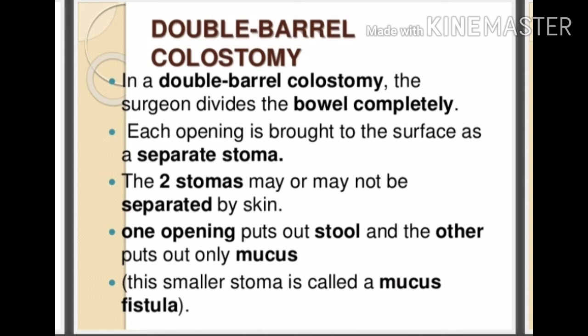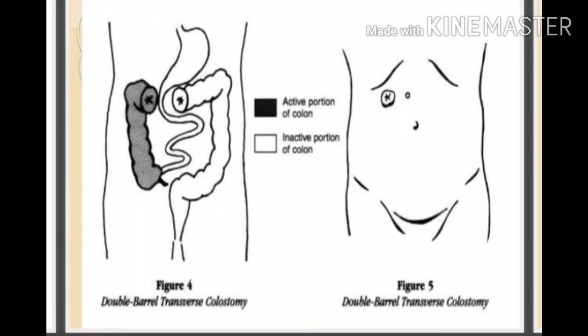In a double barrel colostomy, the surgeon divides the bowel completely. Each opening is brought to the surface as a separate stoma. The two stomas may or may not be separated by skin. One opening puts out stool and the other puts out only mucosa. The smaller stoma is called a mucus fistula. As you can see in the picture, the right side is the dark portion from where the flatus will be passed out, and the left side is the non-functioning part.